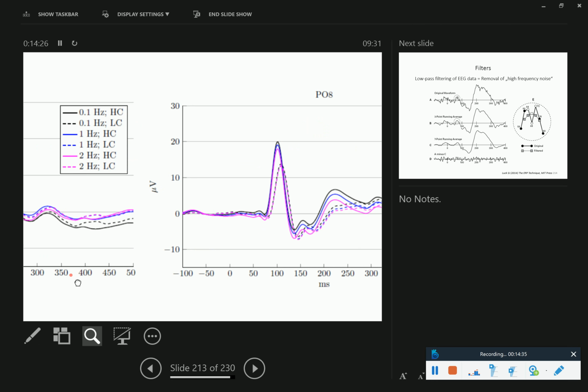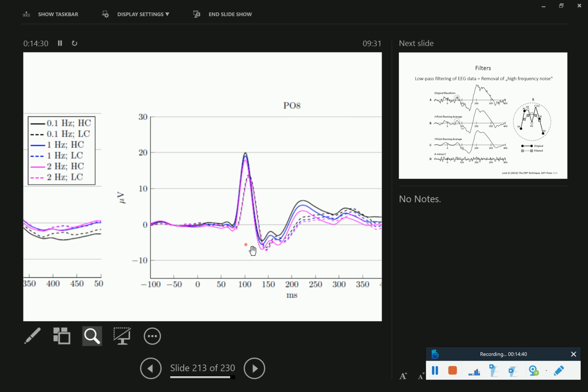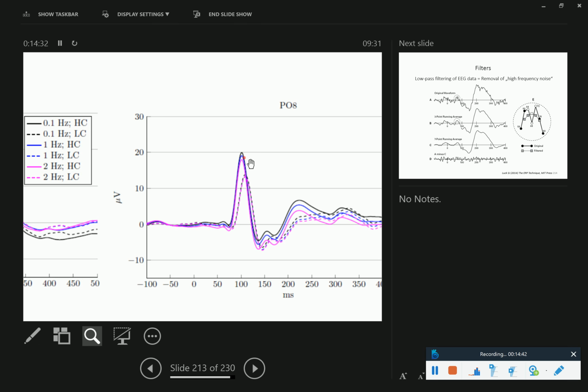Let's see what we have here. Here it's more like what we've also seen in the Luck. So here, if we have the 0.1 hertz offset, so filter offset, the black line, then this is the strongest response. If you increase the threshold for low pass filtering, then you decrease the effect that you observe. And it's just something that is good to know.